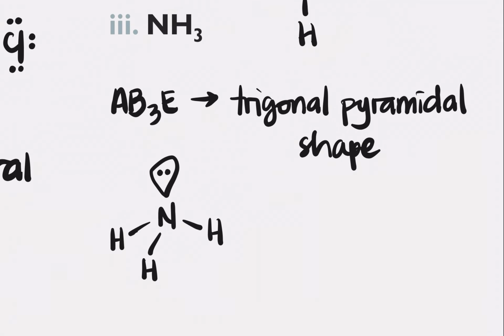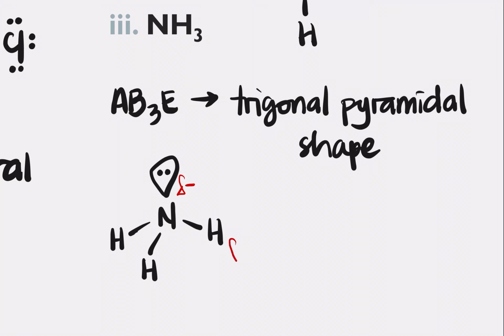So next, you're going to determine who is more electronegative, hydrogen or nitrogen. So hydrogen is obviously less electronegative because it's in group 1. And nitrogen is in group 15, so it's more electronegative lah.